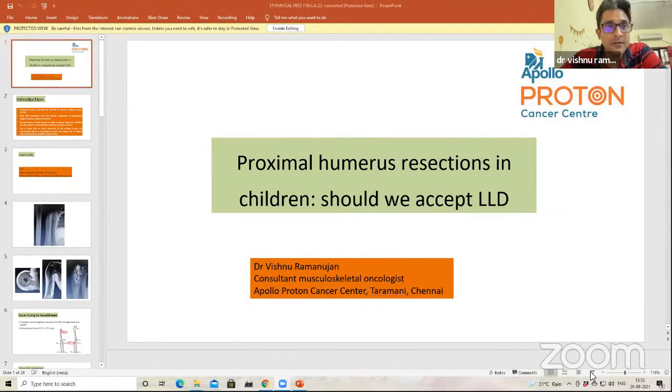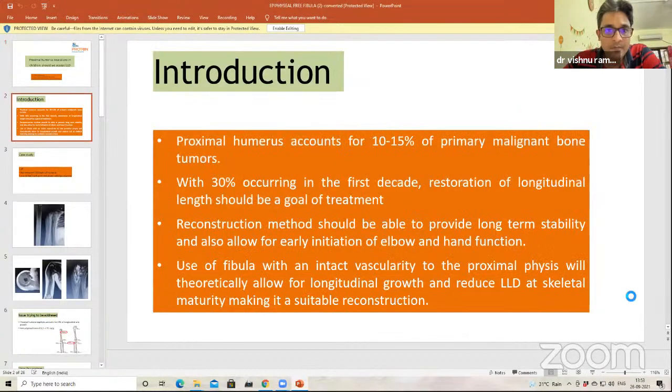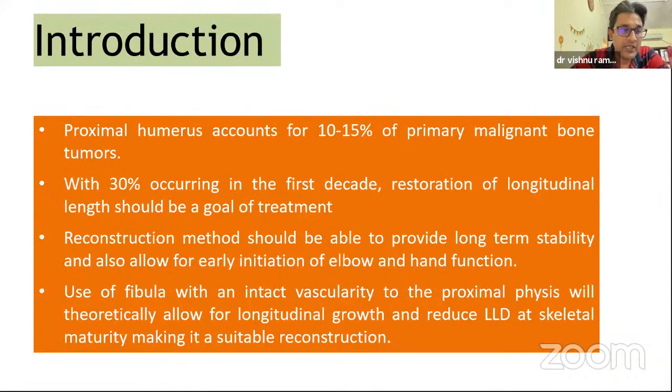So let's start with this case. Good afternoon, everyone, and thanks for the opportunity to speak here. The proximal humerus accounts for 10 to 15% of malignant bone tumors, with 30% occurring in the first decade. So the reconstruction method used should be able to provide long-term stability and allow for early initiation of movement.